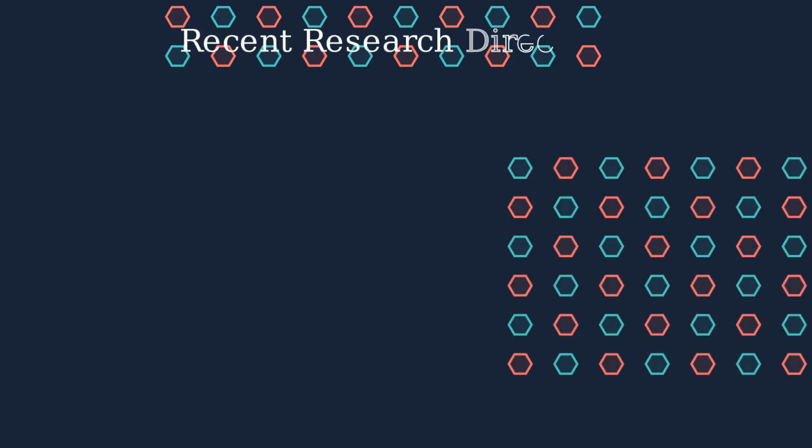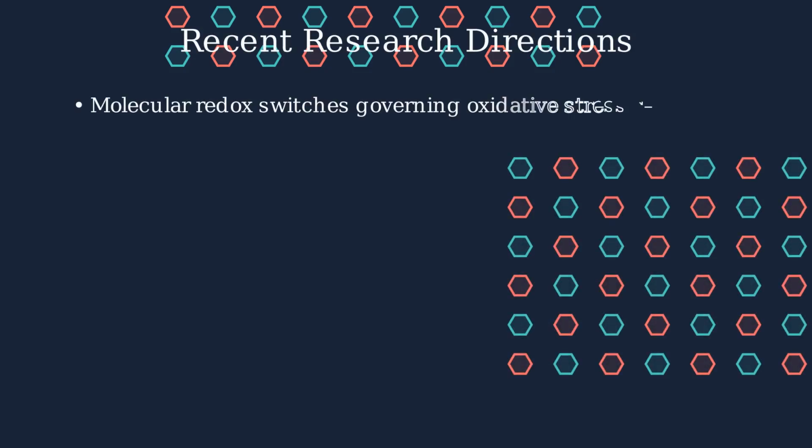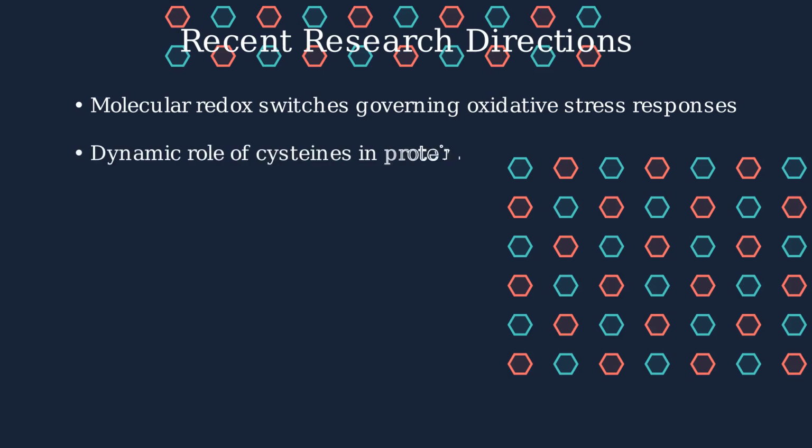Recent research in biological oxidation emphasizes the role of molecular redox switches in governing oxidative stress responses. Particularly important is the dynamic role of cysteine amino acids in proteins, which can undergo reversible oxidation and reduction. This has opened up the field of redox proteomics, which studies how protein function is regulated through oxidation and reduction of specific amino acids.